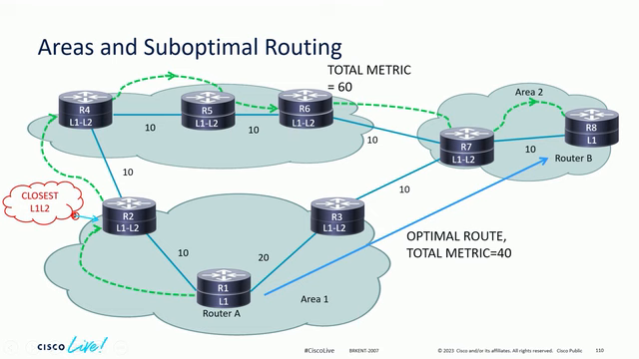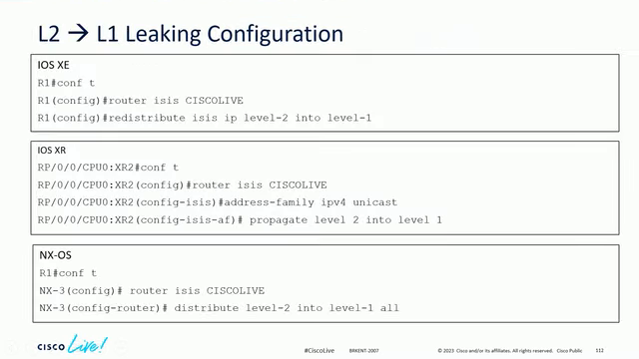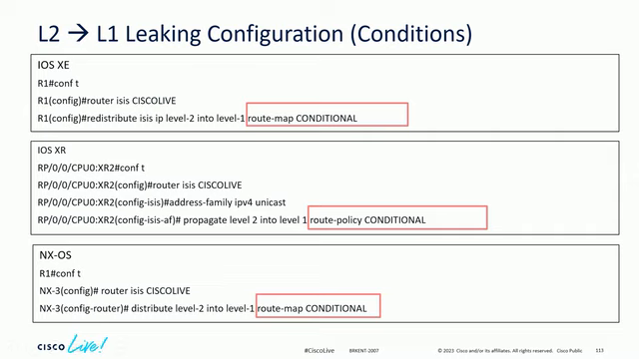So there's a way we can solve this. I've got 5 minutes left, so I'm going to try to cram through this. But the way you do this is you could actually leak more explicit L2 routes into L1. So there's a command you can use to leak those more explicit routes. For my service provider friends, that's probably going to be your PE loopback interfaces, because that's what you're using for MPLS to get the connectivity. So in this case, on XE, redistribute ISIS IP level 2 into level 1, and then on XR, propagate level 2 into level 1, and then on Nexus it's distribute level 2 into level 1 all. Now, if you want to, you can do conditional and tie it to a route map or RPL to be selective on which routes you want to leak. And if you have that more explicit route, that's how you're going to overcome the suboptimal routing.